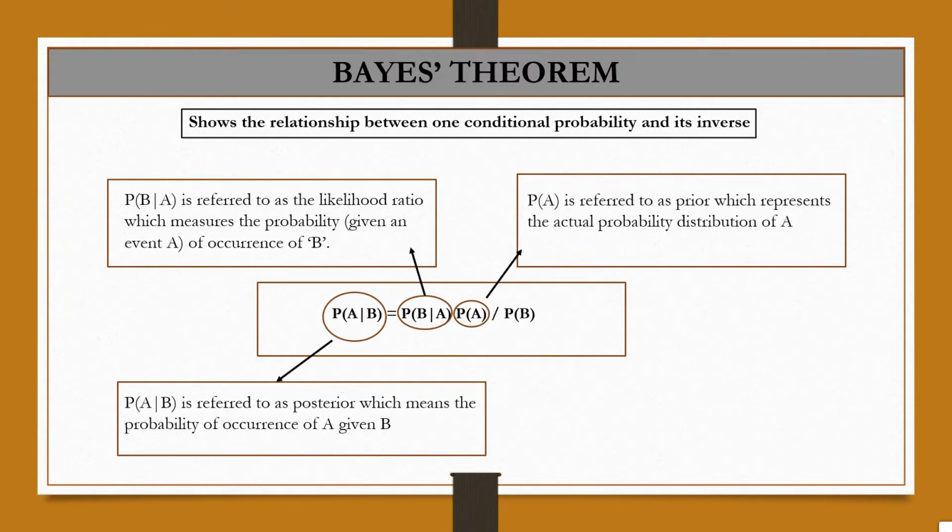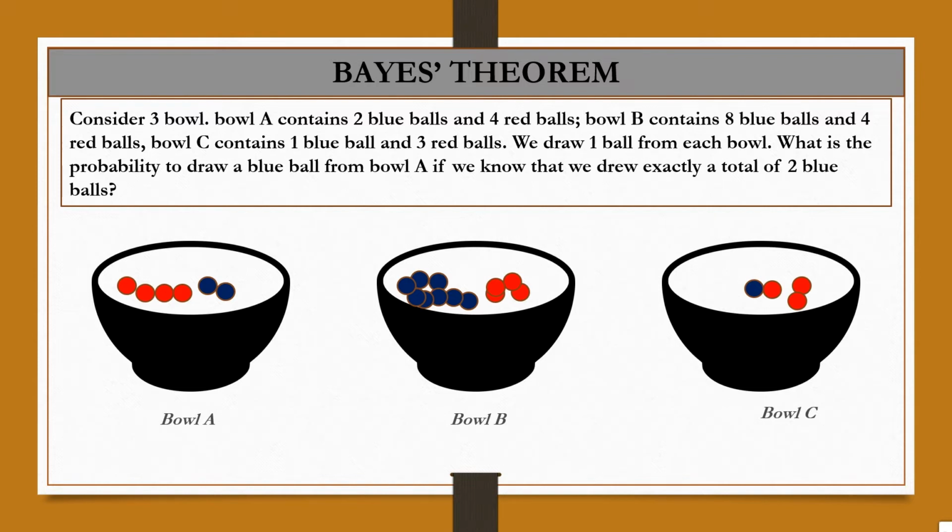Now, in order to better understand the Bayes theorem, let's look at a small example. Let's say that we have three bowls. We have bowl A, bowl B, and bowl C. Bowl A contains 2 blue balls and 4 red balls. Bowl B contains 8 blue balls and 4 red balls. Bowl C contains 1 blue ball and 3 red balls.